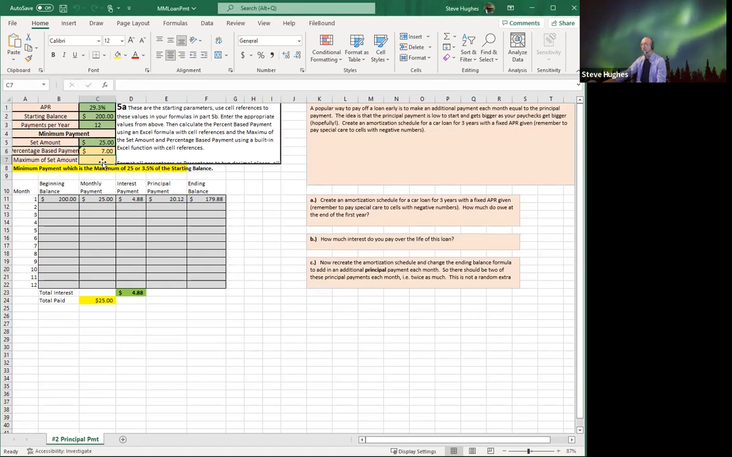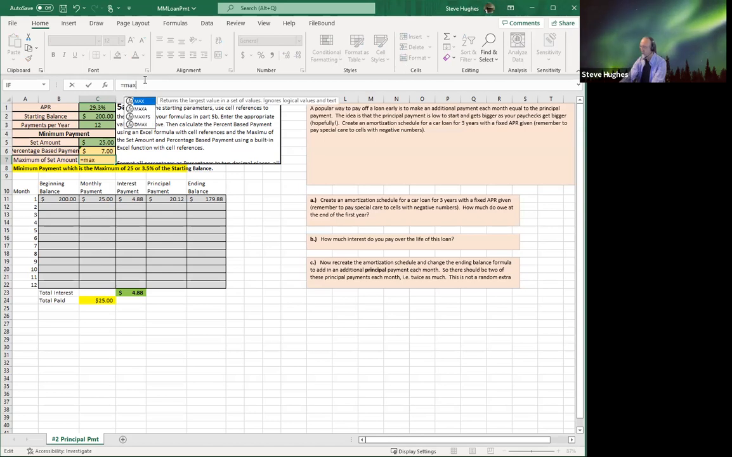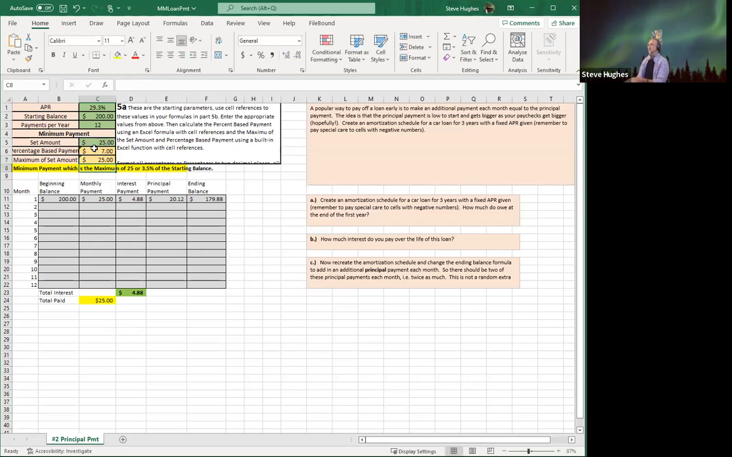Next, I want to find the maximum value. So I'm just going to enter equals MAX, and I want to give myself a comparison. What am I comparing? I'm comparing the $25, which is in cell C5, to the $7, which is in cell C6. Then just close parentheses and you're all done there. Obviously $25 is greater than 7, so we're going to be making the $25 payment.